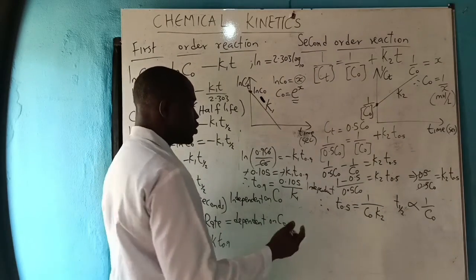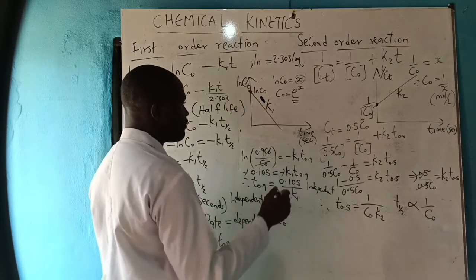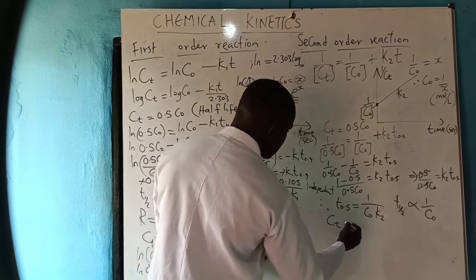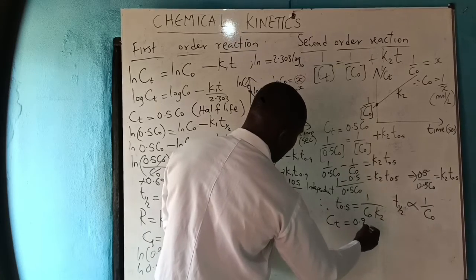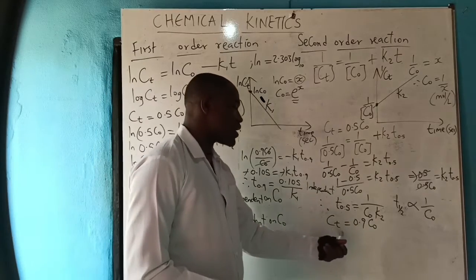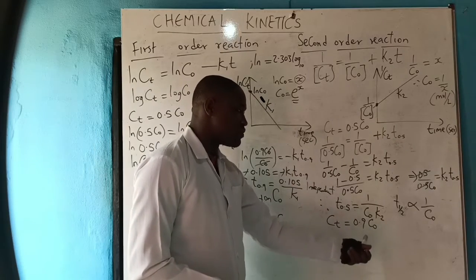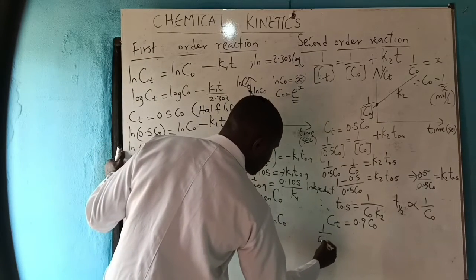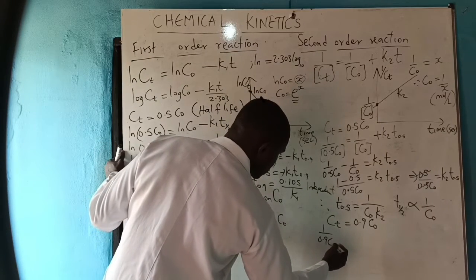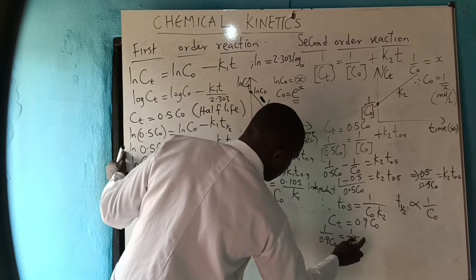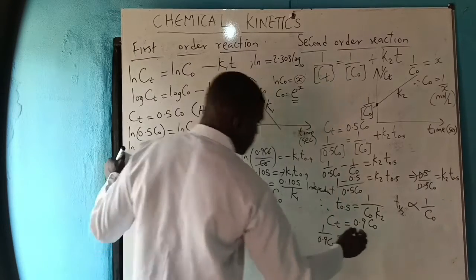Then the next thing we do here is we go for the one on shelf life. We said the one on shelf life is Ct equals 0.9 C0. That means the time it will take for 10% of the initial concentration to be lost. We bring it into the formula: 1 over 0.9 C0 equals 1 over C0 plus what?